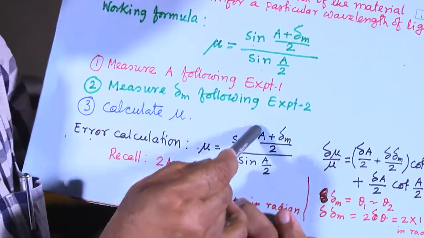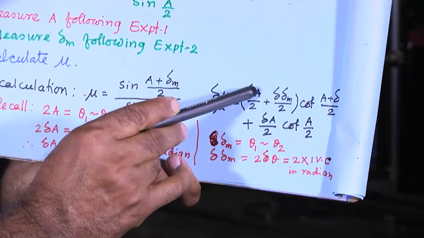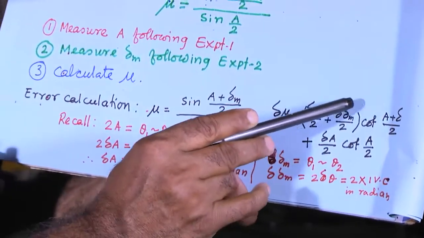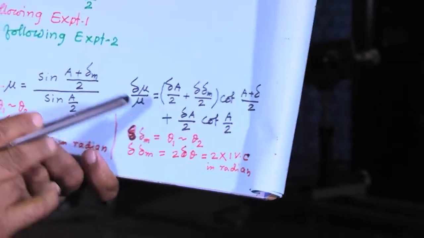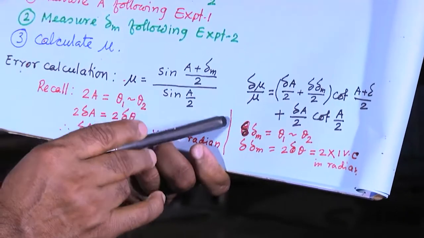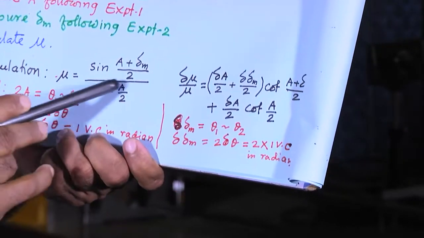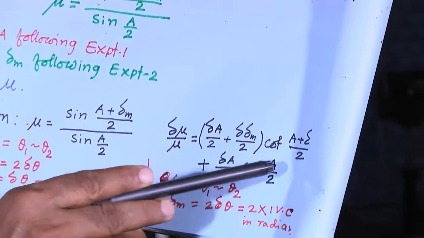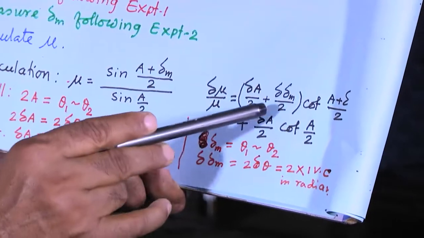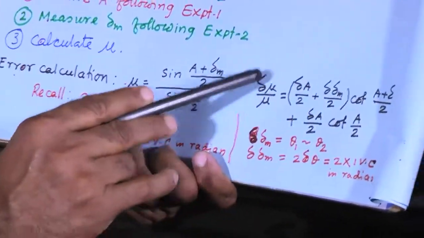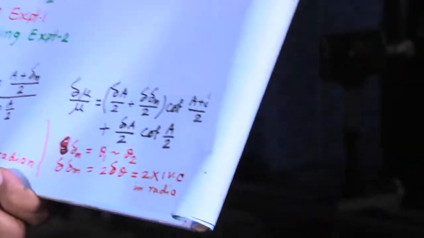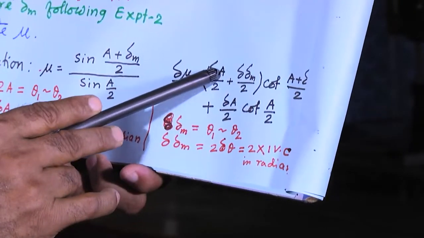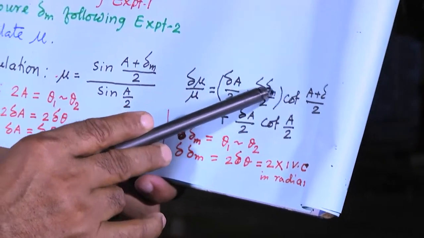Multiplied by delta A by 2 plus del of delta m by 2, plus this part. So 1 by sin(A by 2) into the differentiation of this, which means cos(A by 2), cos by sin, so this is cot(A by 2), multiplied by del A by 2. So this is del mu by mu equal to this. A and delta m values are known to us. Now what is del A and del of delta m?